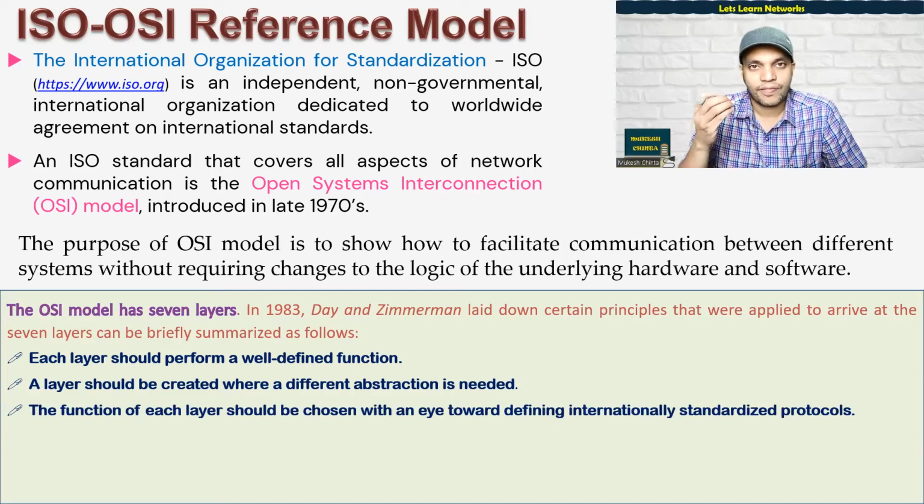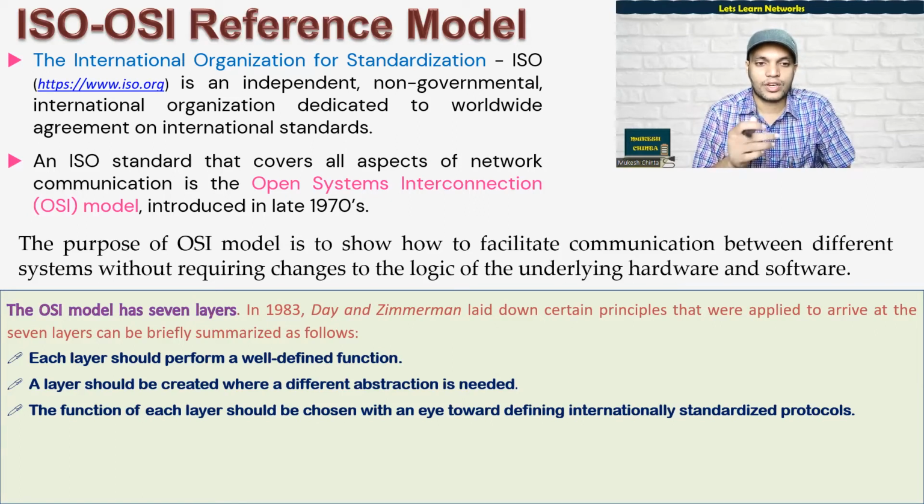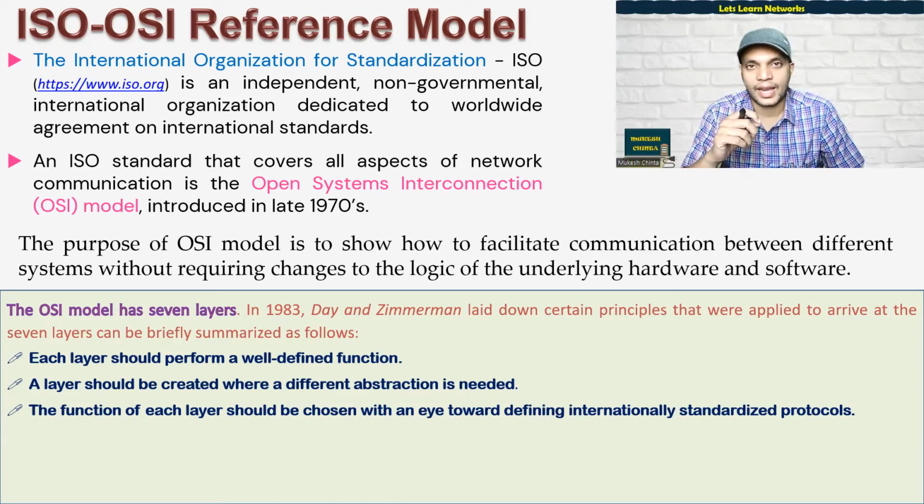The third one is that the function of each layer should be chosen with an eye towards defining internationally standardized protocols. If you are defining a layer to do some particular functionality and you develop a protocol which satisfies that functionality, it should not be implementable for only one set of protocols or technologies. It should be developed in such a way that it can be standardized and implemented on a global level. That must be your idea.